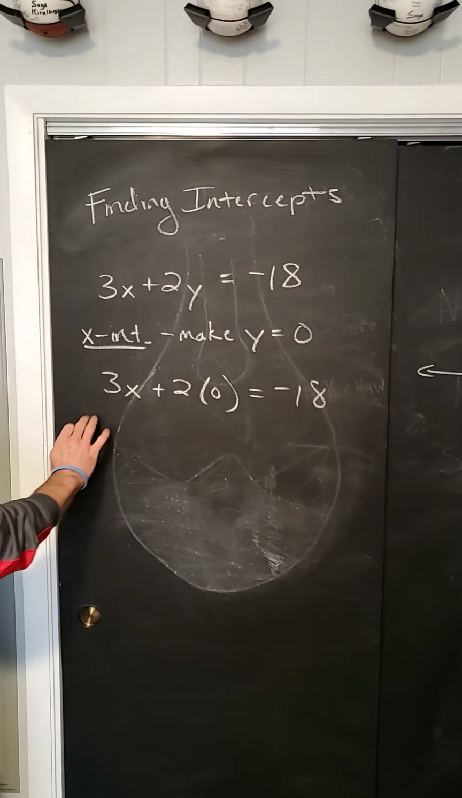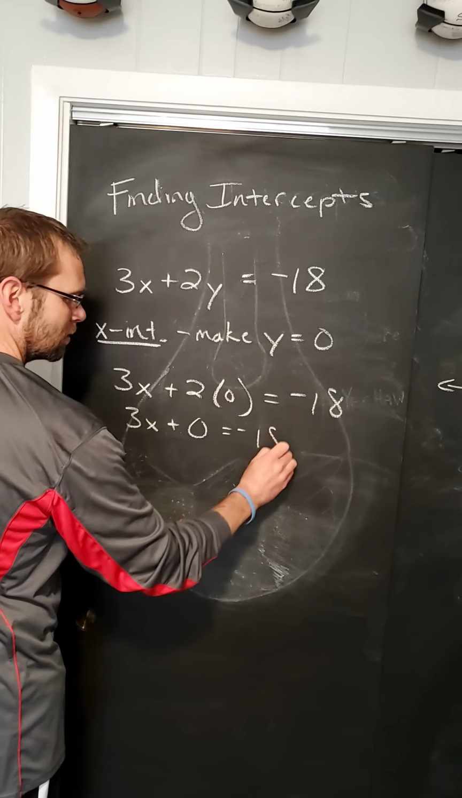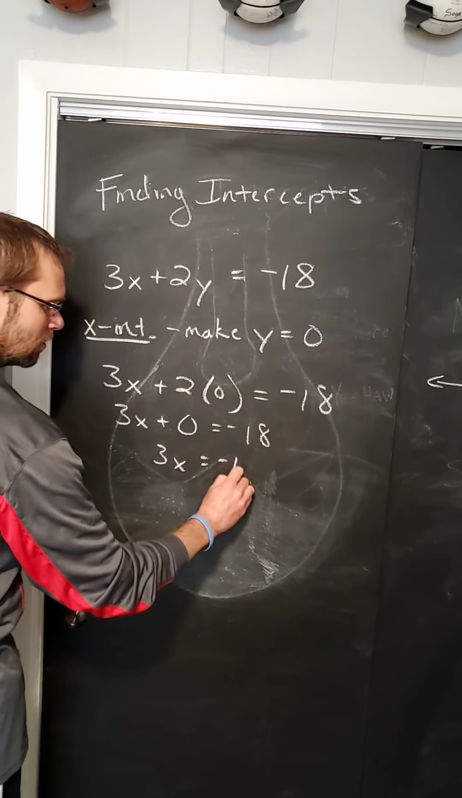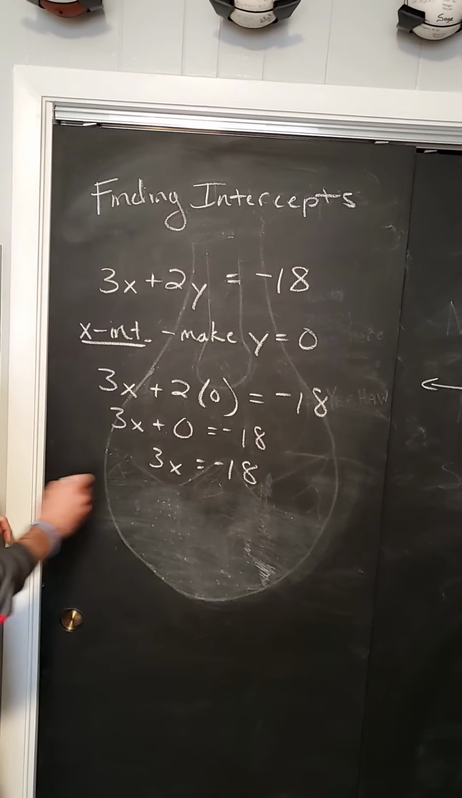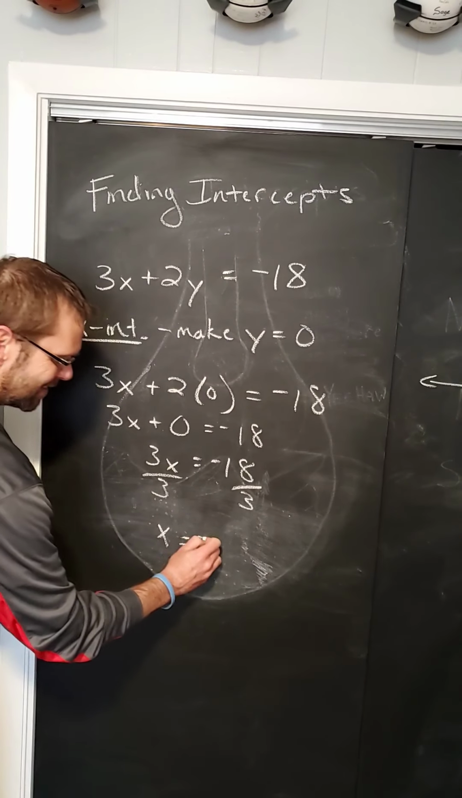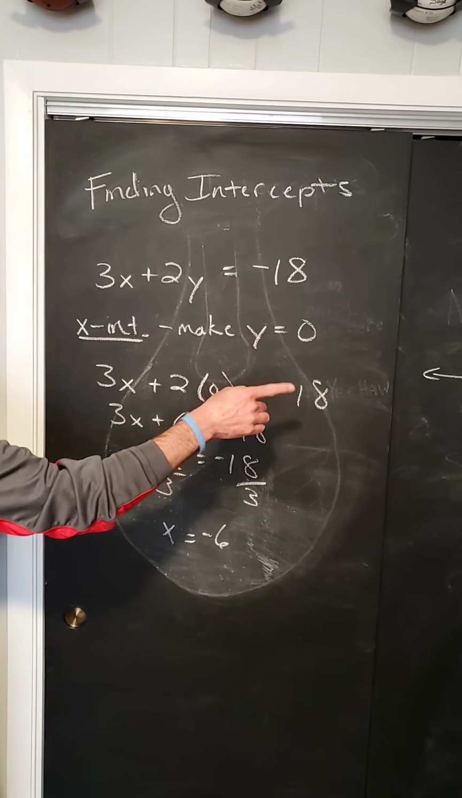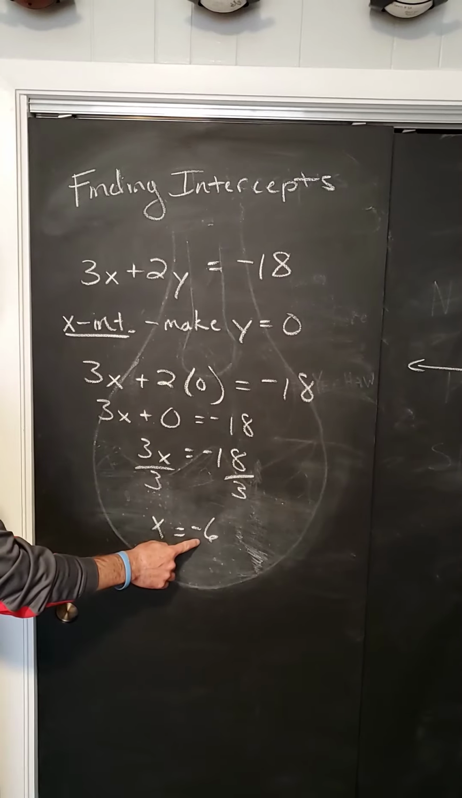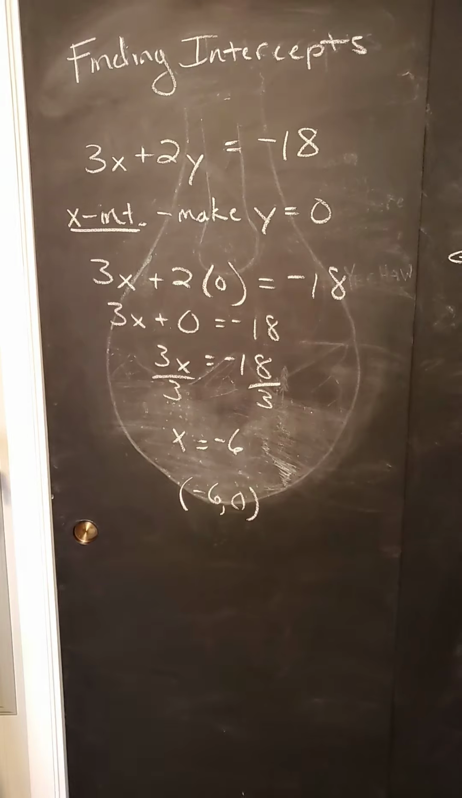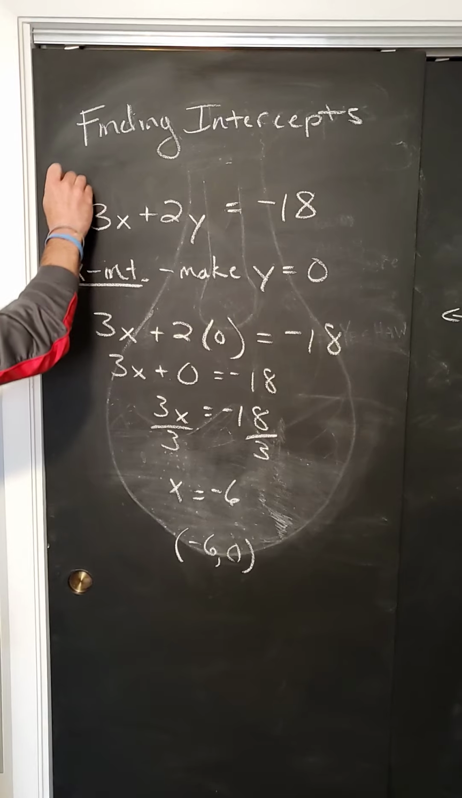So I'm going to solve it. 2 times 0 is 0, so it looks like this, and 3x plus 0 is the same as 3x. So I end up with that. Divide by 3, divide by 3. So x equals negative 6. Now I just need to write this as an ordered pair. If x is negative 6, the x-intercept is negative 6, comma 0. So my x-intercept for this line is negative 6, 0. I'll just write it up here.